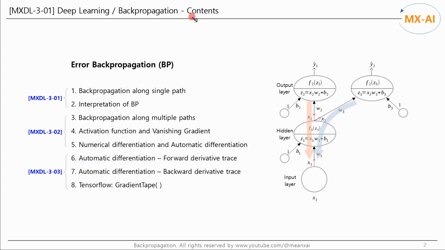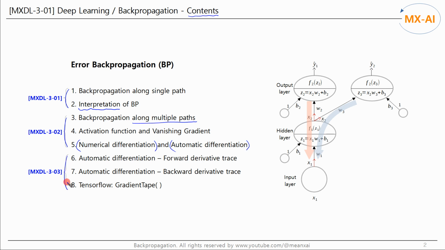Let's take a look at the full table of contents. In the first video, we will look at the error backpropagation on a single path. Let's look at how backpropagation works through a simple example and interpret the results. In the second video, we will look at error backpropagation along multiple paths. We will then look at activation functions and the vanishing gradient problem. We will also learn about numerical differentiation and automatic differentiation methods for differentiating the activation functions.